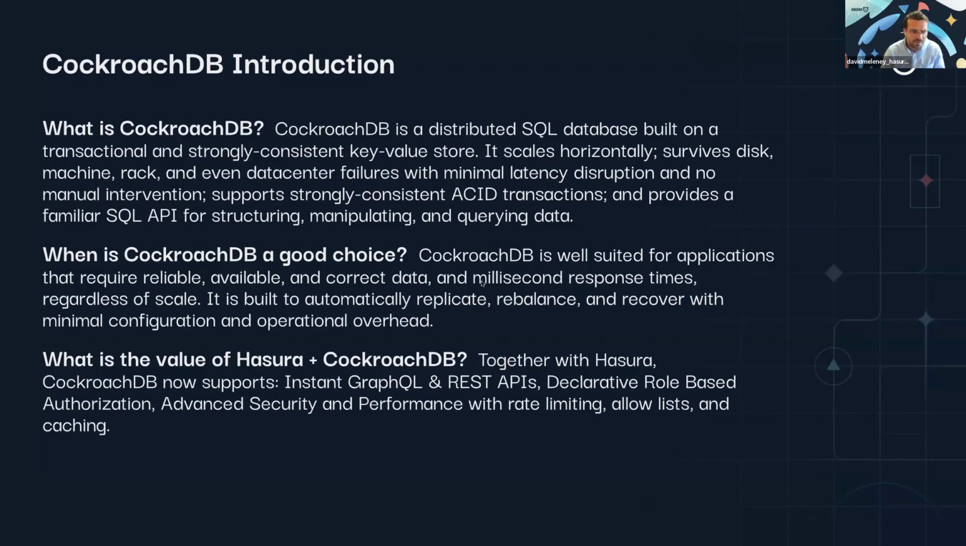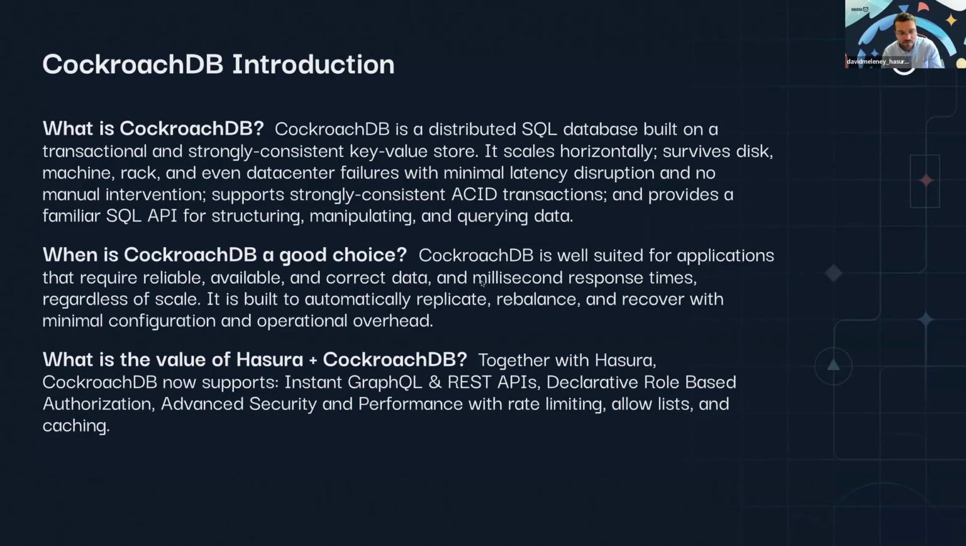One of its differentiating features is that it offers a free trial for a distributed database, which is kind of unheard of. It also has an open source version of itself, as well as a cloud and enterprise version similar to Hasura's offering. When is it a good choice to consider Cockroach DB? It's well suited for applications that require reliability and availability of correct data and millisecond response times across multiple regions. A lot of organizations find that as they grow over time, their data operational needs evolve, and eventually the databases that they're currently using don't fit their needs.